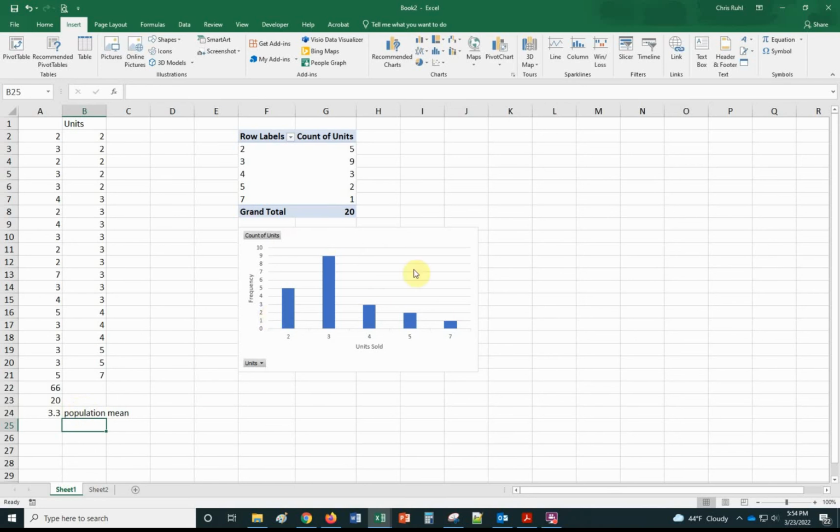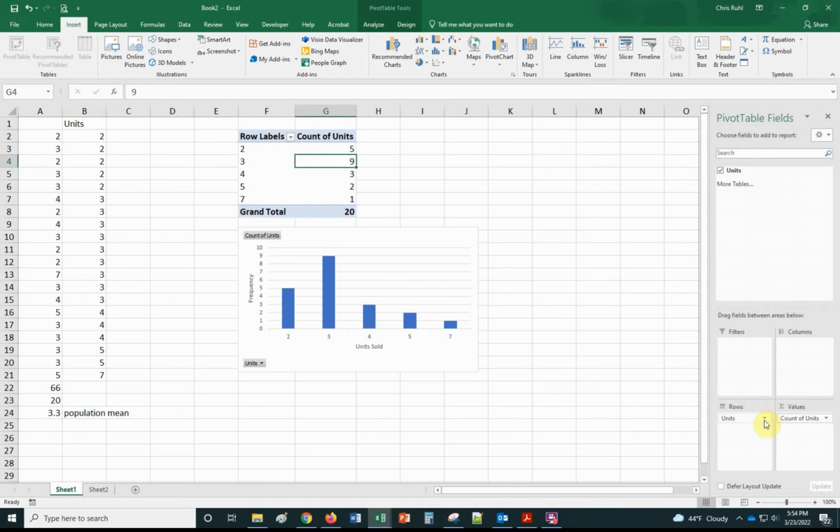And here's the graph of how it looks. So once I got this pivot table set up by doing this, then I just highlighted this and said, okay, give me a graph. Inserted a graph right here, and it showed me graphically what's being set up here. Frequency and units sold.